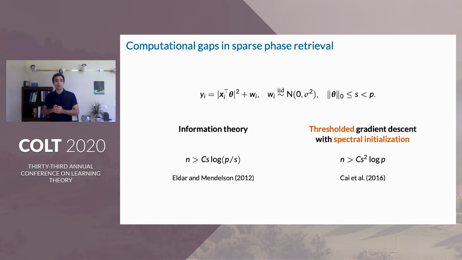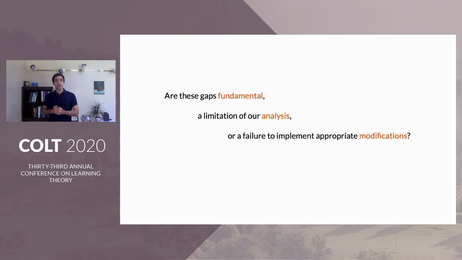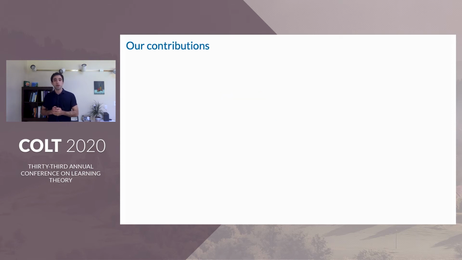Nevertheless, for example, the thresholded gradient descent algorithm, which was proposed and studied by Cai et al. in 2016, requires a sample size which grows quadratically in the sparsity. This quadratic dependence in the sparsity exists in all known guarantees for polynomial time algorithms. We would like to know whether this gap between a linear dependence in the sparsity and a quadratic dependence on the sparsity is fundamental, a limitation of our analysis, or a failure to implement appropriate modifications to the gradient descent iteration. Our paper sheds some light on this question.